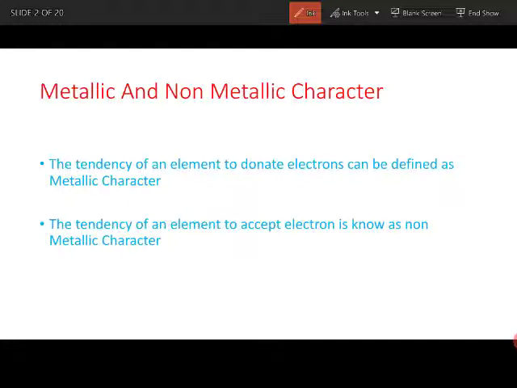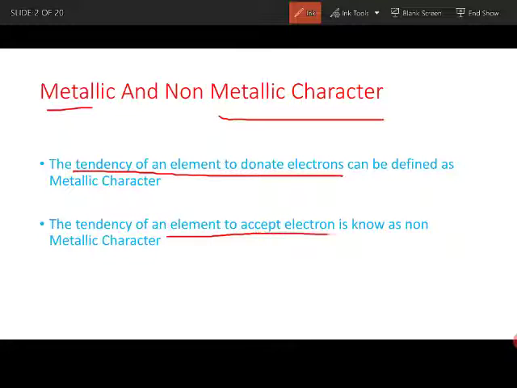Now, metallic and non-metallic character. What is metallic character? The tendency of an element to donate electron. And what is non-metallic character? The tendency of an element to accept electron. The definition is very easy. Let me give you one more example. Everything will be clear to you.